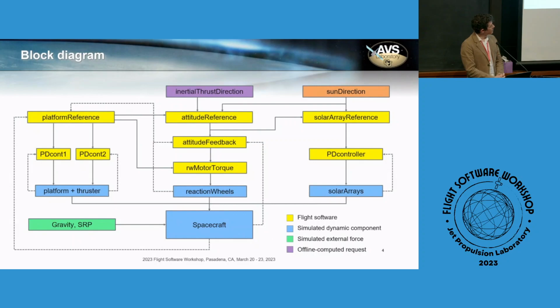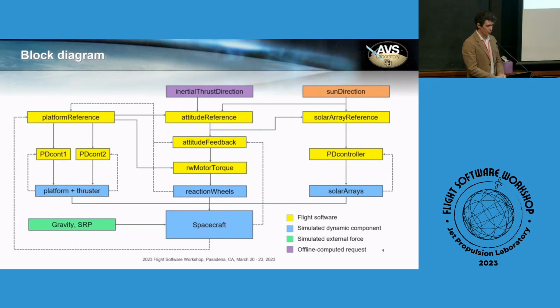Everything else is, well, there's not much more than that, but there are simulated external forces and torques acting on the system. There is an inertial thrust direction, which is computed for us by Orbit's people, that tells us in which direction we want the thruster to fire at each given time. And then we have sun direction, which we need to know at all times. In practice, during a real mission, this information would come from our sun sensors. Here, obviously, we're using synthetic data.